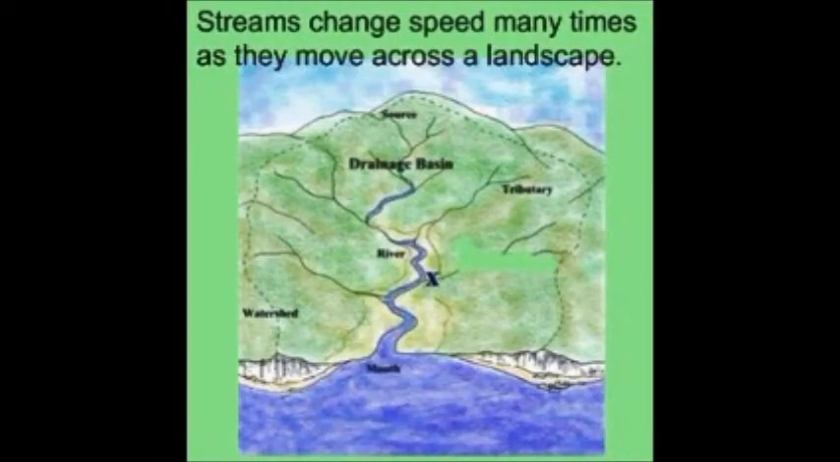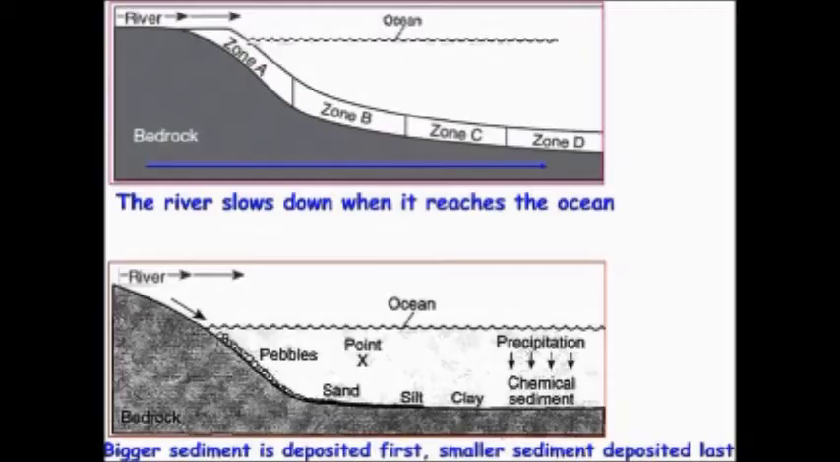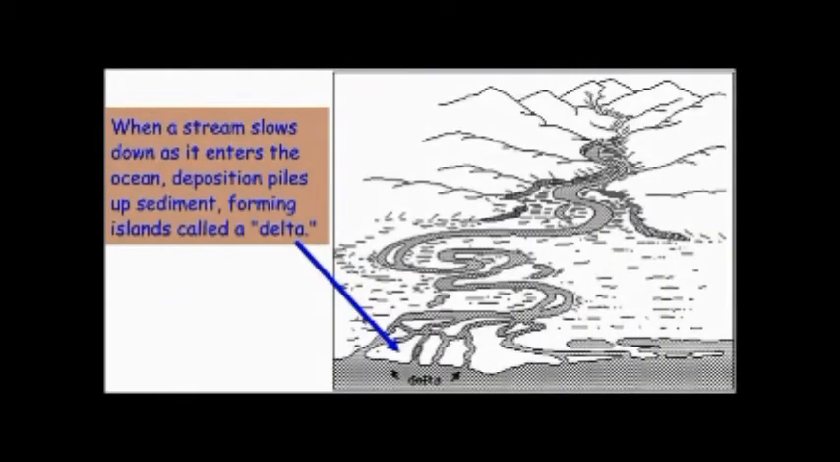Streams change speed many times as they move across a landscape. The first way this could happen is if you change the slope of the landscape, and basically as the slope decreases, it becomes flatter. It first drops off the heaviest particles, then the lighter ones, and then finally the lightest ones. So first the gravel, then the sand, and then the silt and clay. When a stream slows down as it enters the ocean, deposition can pile up, forming little islands called a delta at the mouth of a river.